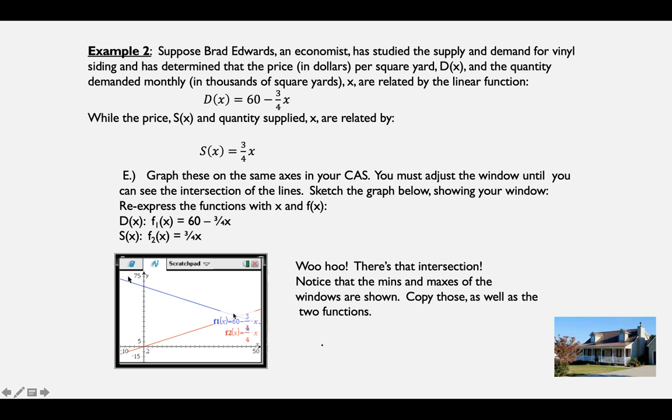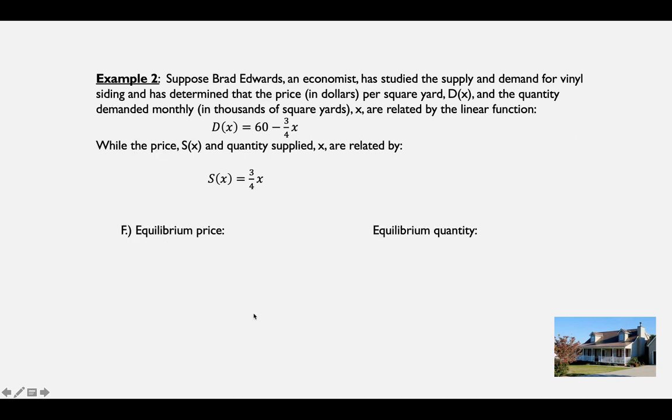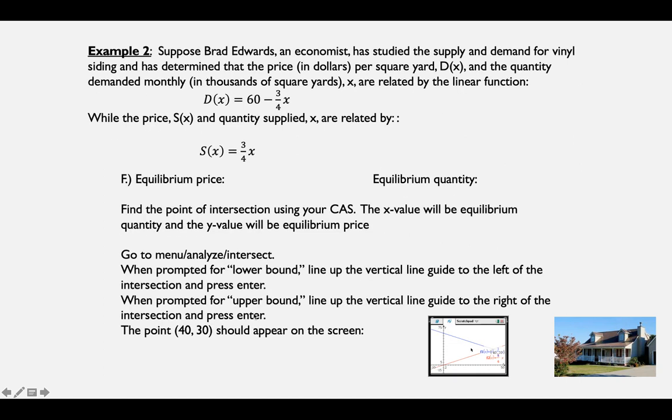So we'll find the intersection. Remember, you're going to analyze and you select intersect. You choose a point to the left, scroll past it, choose a point to the right. And you can see right here, they intersect at 40, 30.